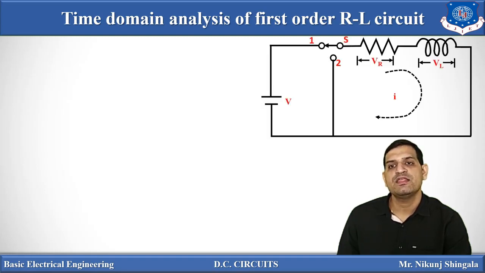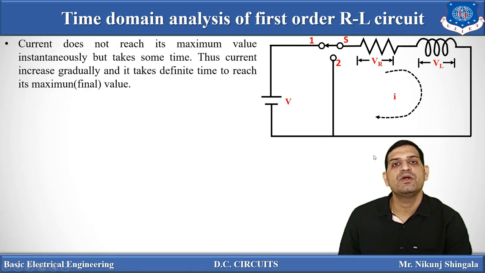So here you can see one circuit which consists of a series combination of a resistor and an energy storing element. But here the energy storing element is an inductor. The switch is connected to position 1. So this series combination is connected across the potential difference of the battery V, and current will start to flow.